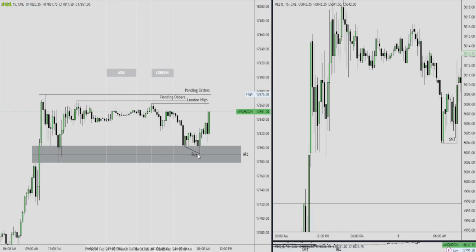So as you can see here, we had an SMT with ES, with NASDAQ prices going from internal range liquidity, respecting this buy side imbalance, sell side inefficiency on the 15-minute as well. And Asia and London, both lows were swept, but their highs were still intact. So after we delivered and respected the bodies, we knew we wanted to see bullish price action.